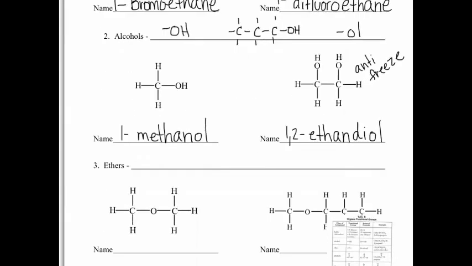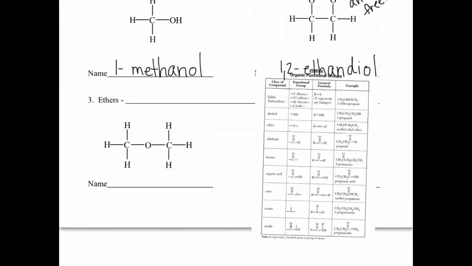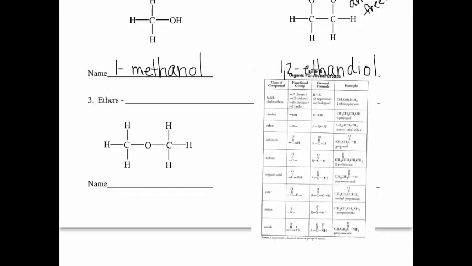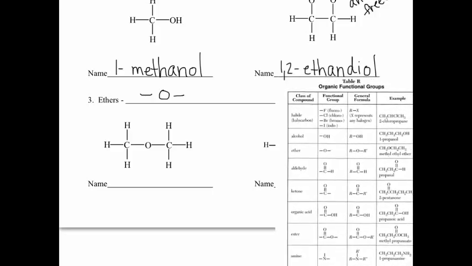Okay, we're going to move on to the next one. These are ethers. Ethers, when you look at table R, have carbons that are connected by an oxygen. Oxygen, if you recall, makes 2 bonds, so you would have a carbon on either side. The example we have in table R, let's see if I can move it out of the way but still keep it big enough to see.